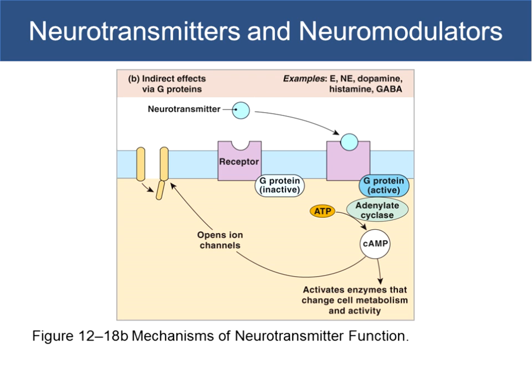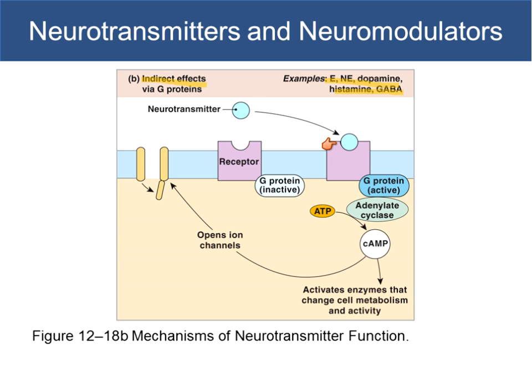So here's a pretty picture of all that happening. So indirect effects via G protein, we have our neurotransmitter will bind to the receptor. Examples of indirect effects via G proteins, and we're going to talk about this again next chapter in the endocrine chapter: epinephrine, norepinephrine, dopamine, histamine, and GABA will all act this way. They have these indirect effects.